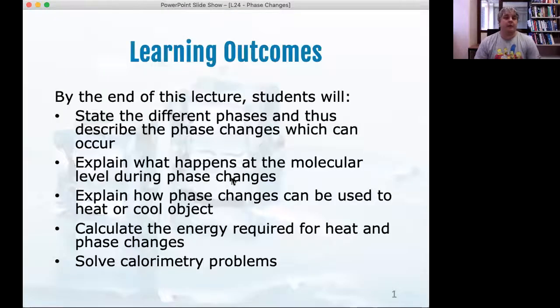Our learning outcomes for this lesson are to be able to state and define the different phase changes, and so that involves stating the different phases and then the changes that can occur between them. We want to make sure we understand what's going on at the molecular level during these phase changes. Again, we've sort of already mentioned that, but we're just going to make sure we state it explicitly now. We're going to talk about how phase changes can actually heat or cool an object. And we're going to calculate the energy required for heat and phase changes, which will lead us into solving calorimetry problems. So that's our goal for this lesson.